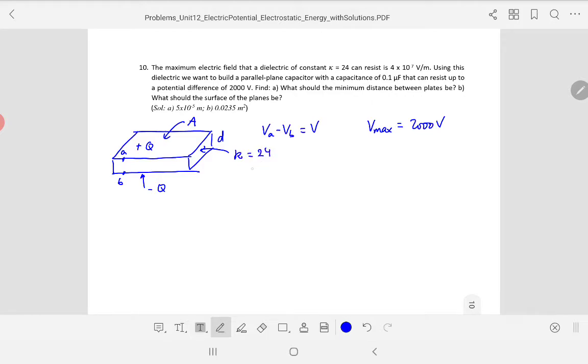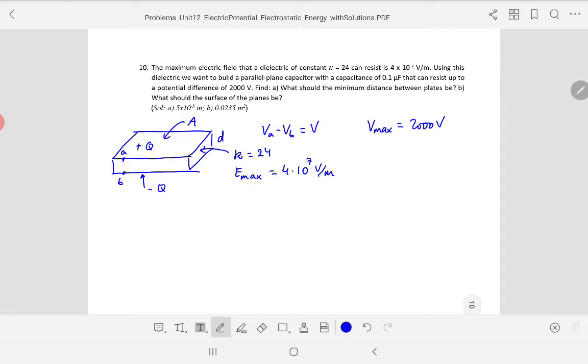24, and that can resist electric fields up to 4 times 10 to the 7 volts per meter. This is, if the electric field between the plates is bigger than this, the dielectric will have a breakdown and will become a conductor. So we want the electric field to be at maximum this value here.